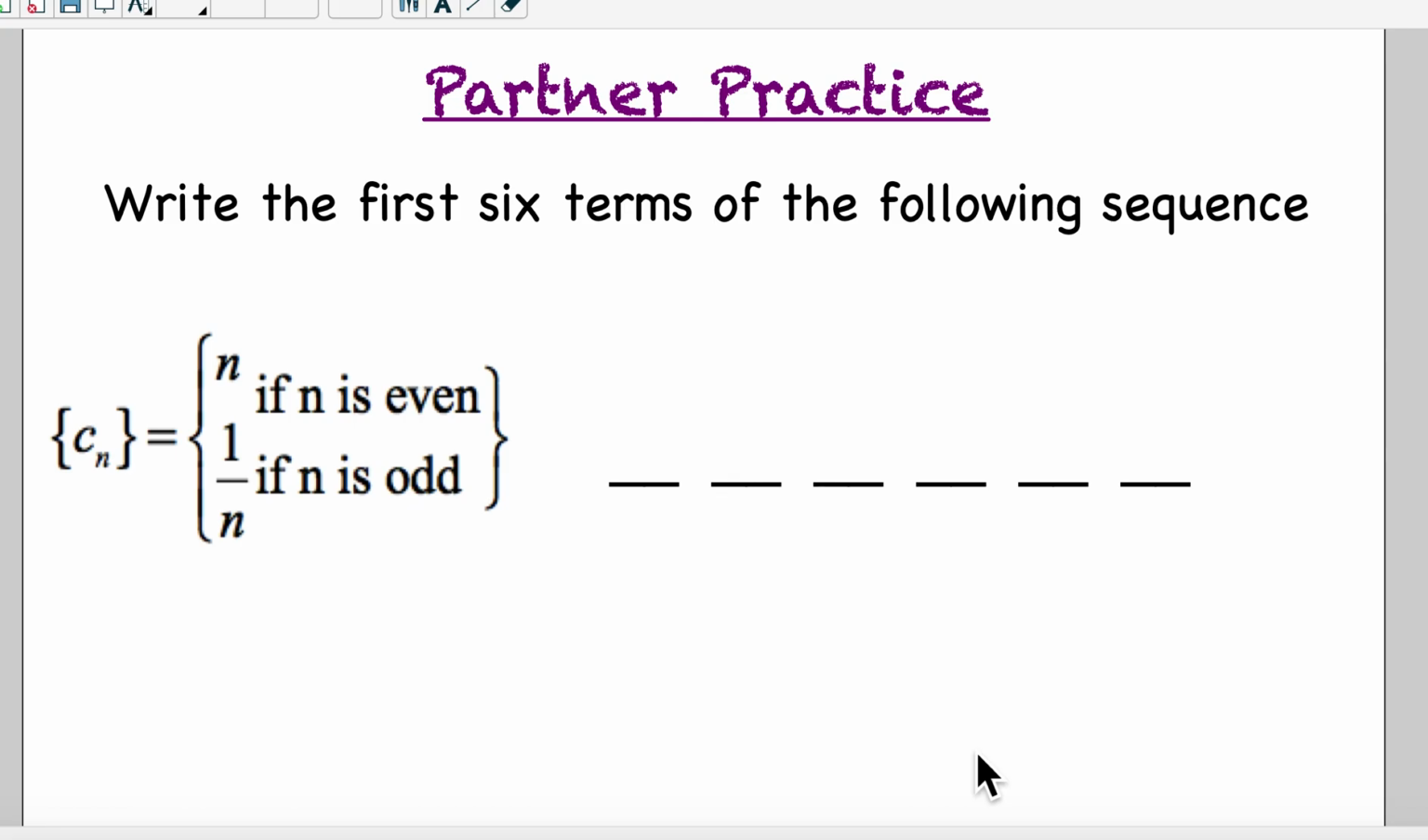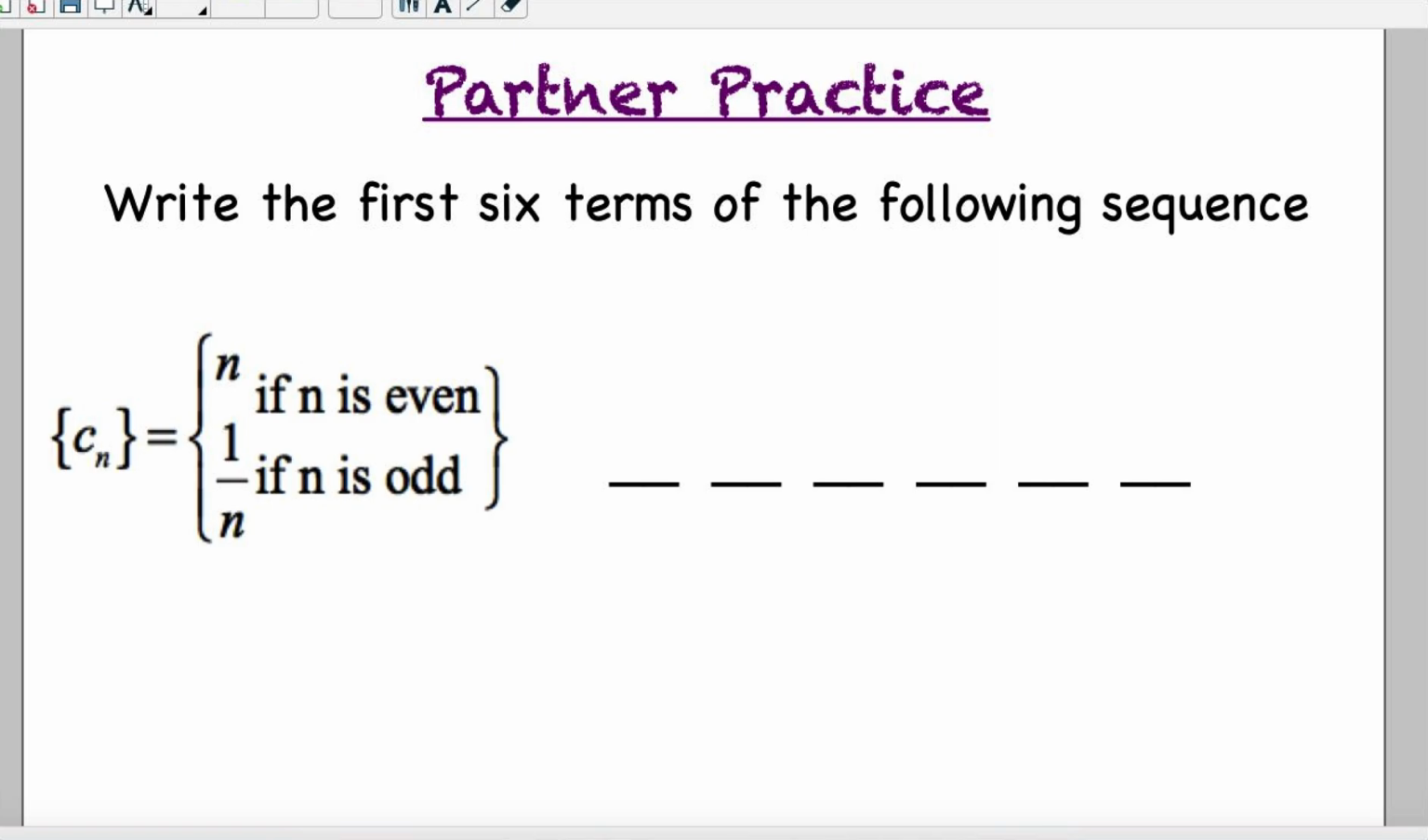All right, starting off with a partner practice. Again, I'm actually okay if you skipped it, but if you want to get practice for another sequence, writing it out, pause the video and then I'll go through it and give you the answers here. All right, so if you got it right, write the first six terms.